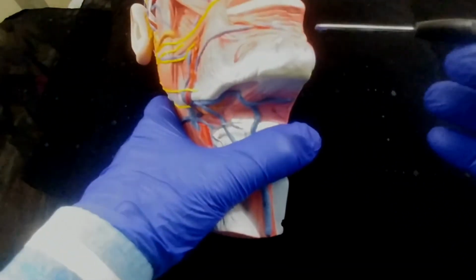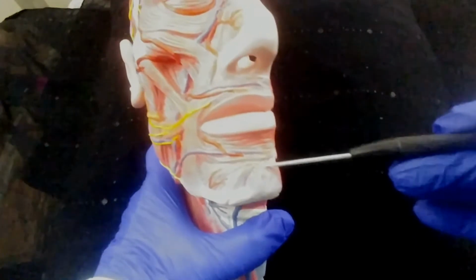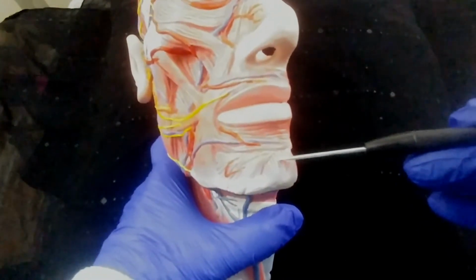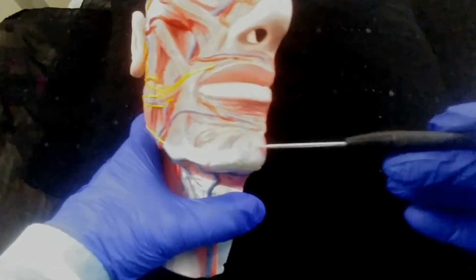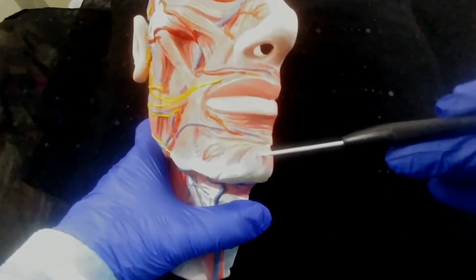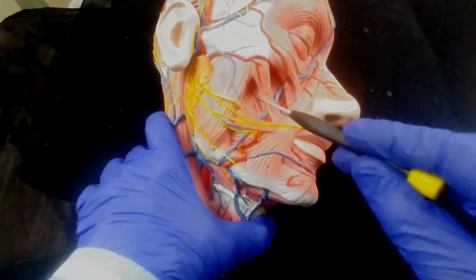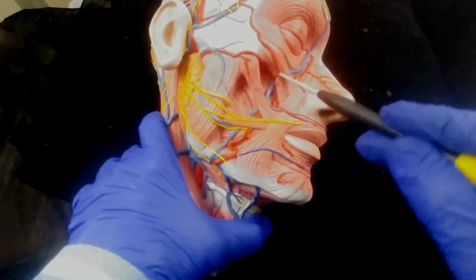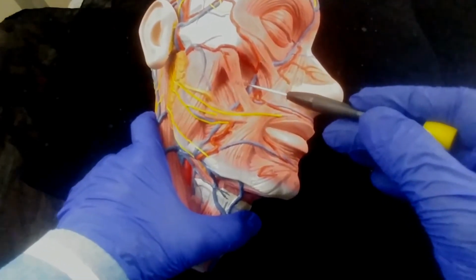Here this is the mentalis muscle. Okay, we got mentalis, a very important muscle. This is the buccinator muscle. Okay, we got buccinator muscle.